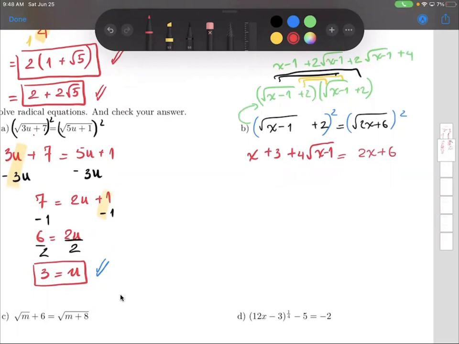Again, at this step, you know what to do, right? You isolate the radical. You're going to move everything that's not radical to the right. So subtract x, subtract 3, subtract 3. So gone. I have 4 square root of x minus 1 equals x plus 2.